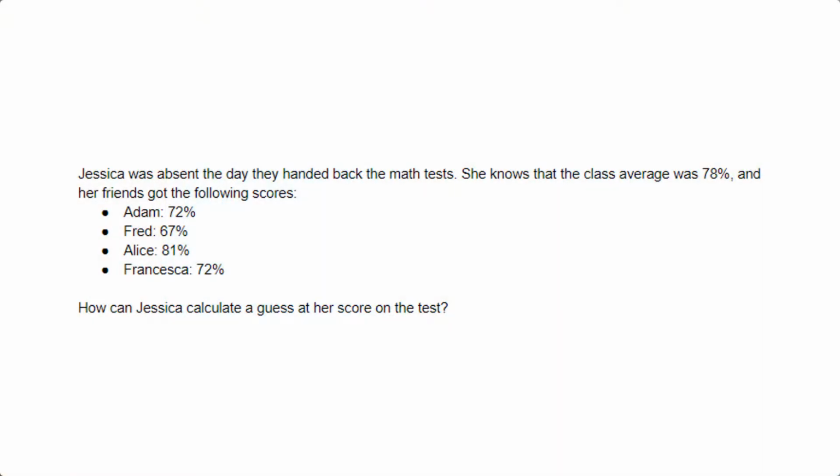Let's take a look at this example problem. Jessica was absent the day they handed back the math tests. She knows the class average was 78, and her friends got the following scores. Adam got 72, Fred got 67, Alice got 81, and Francesca got 72%. How can Jessica calculate a guess at her score on the test? So let's take a look at how we can do this on some paper.